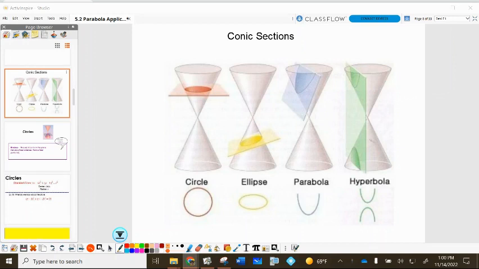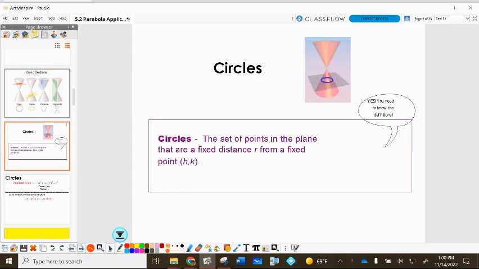Today we're talking about our next two conic sections, circles and ellipses. And I mentioned before, a circle just is a special ellipse, and we'll see how that is today. The definition of a circle is the set of all points in the plane that are a fixed distance r from a fixed point (h, k). Of course, we know the center of the circle would be our (h, k), and the distance they are from the center we would call the radius. It's the set of all points that are that far from the center.